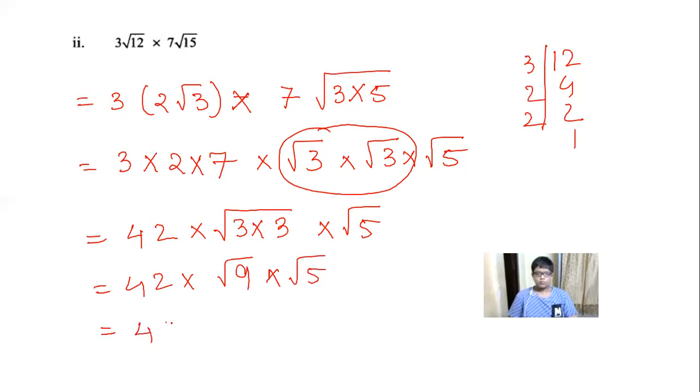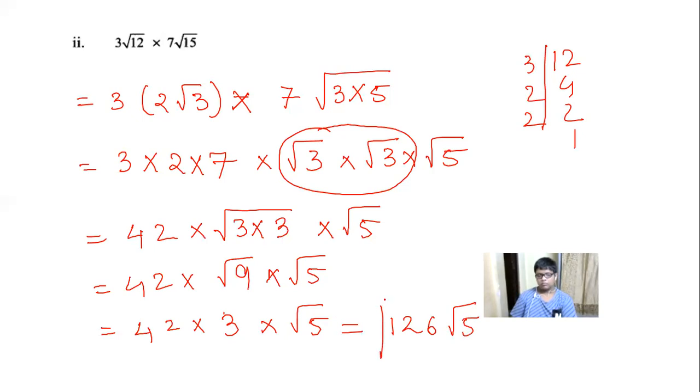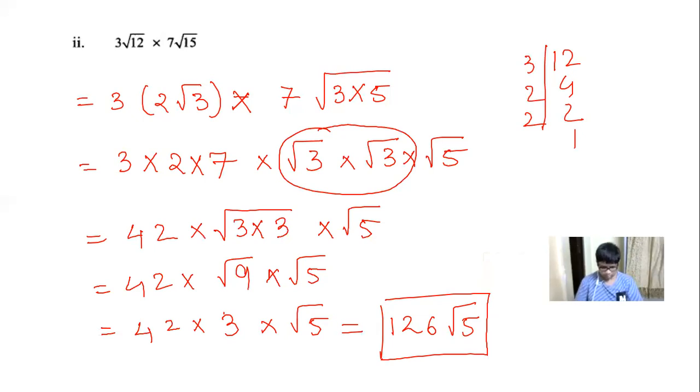What is the square root of 9? 3. So 42 into 3 into root 5. How much is 42 into 3? 126, and this root 5 stays as it is. So the answer is 126 root 5. Have you understood this? Okay, complete your sum.